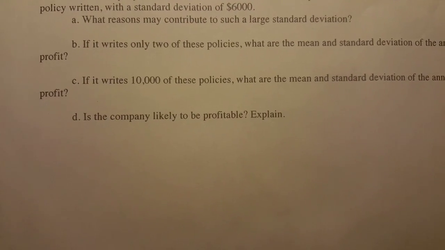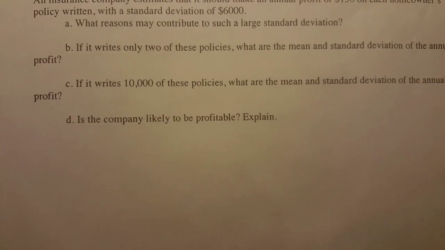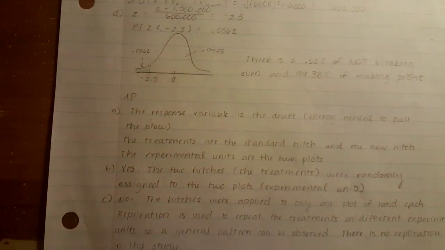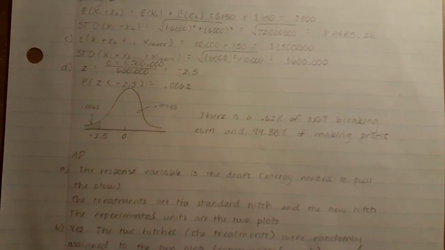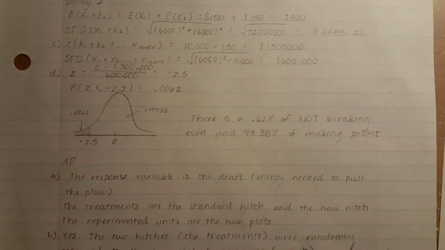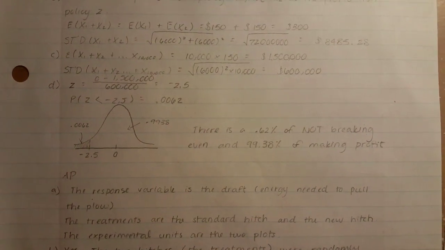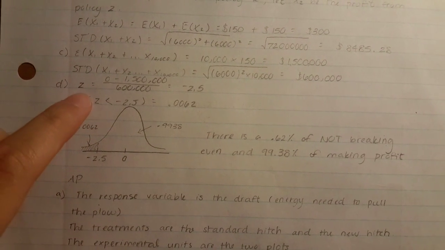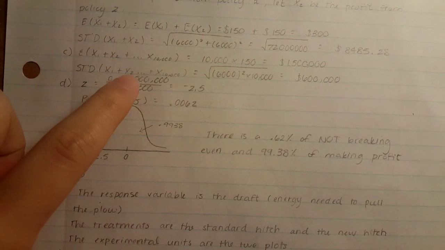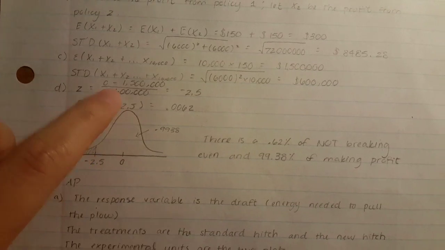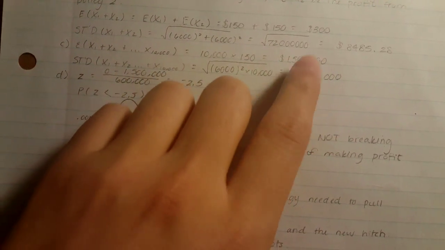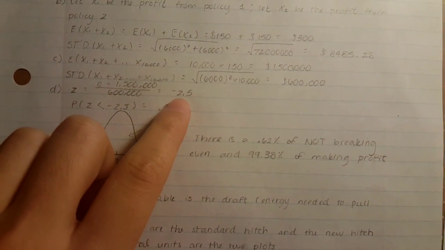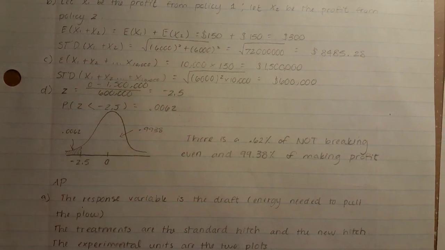D. Is the company likely to be profitable? Explain. Well, for a company to be profitable, it needs to break even first, and then it can make profit from there. So to indicate the breaking even point, I use 0 as my x, and then I did the z formula. Z equals x minus mean over standard deviation, and I found those two above. To get z equals negative 2.5, and so I've got to find the proportion.